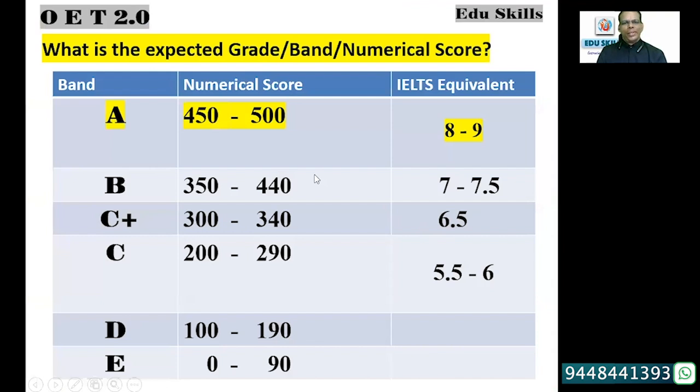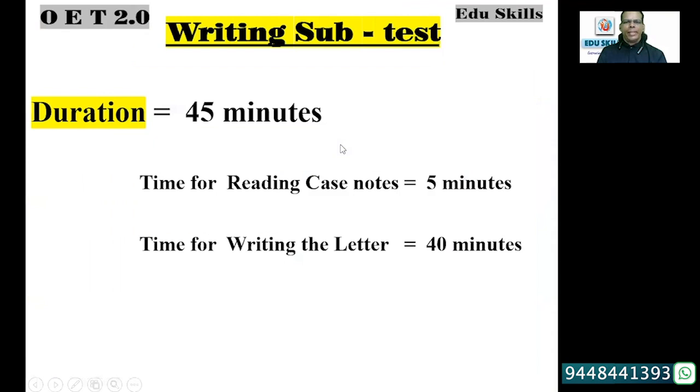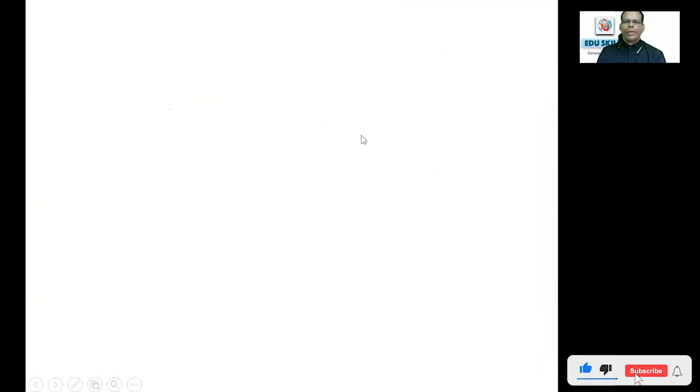As usual, I have highlighted a 450 to 500 score, so we'll be aiming at A. The duration is 45 minutes: time for reading case notes is 5 minutes, and time for writing the letter is 40 minutes.